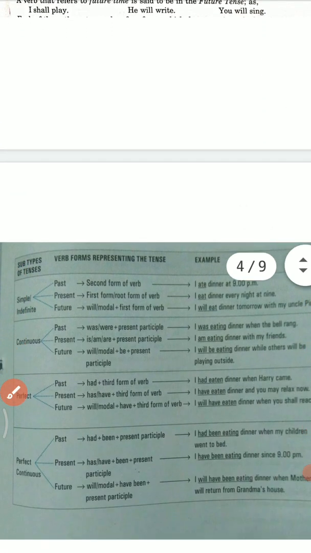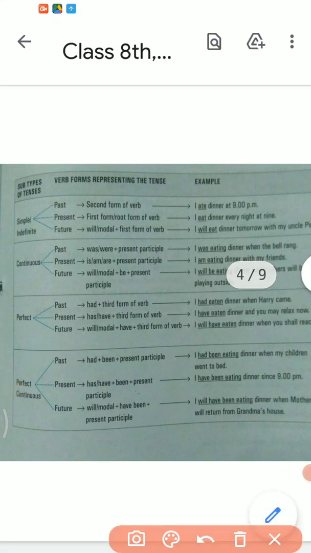Now you may see here the structure of the sentences. These tenses are further divided into four kinds: simple or indefinite tense, continuous tense, perfect tense, and perfect continuous tense. In simple or indefinite tense, you can see the structure of the tense.